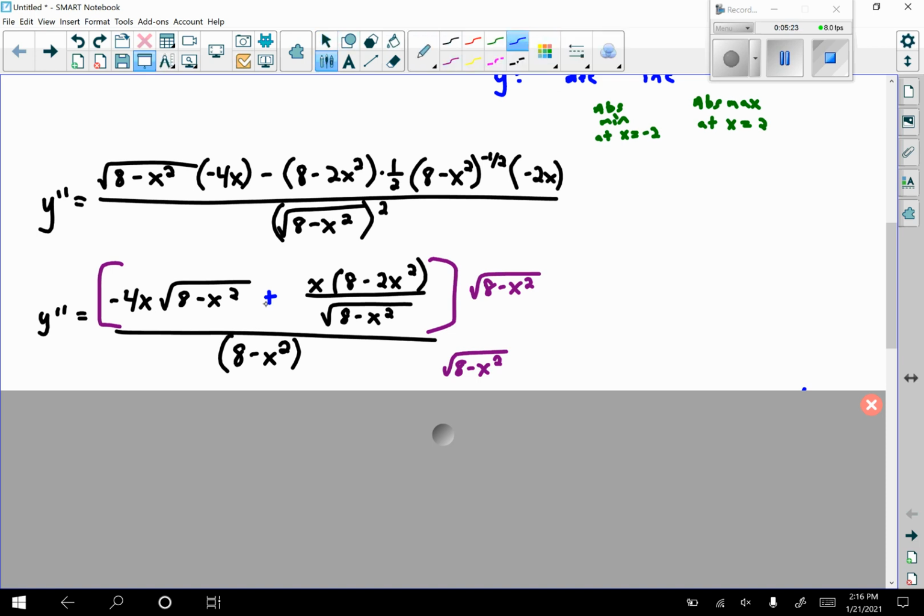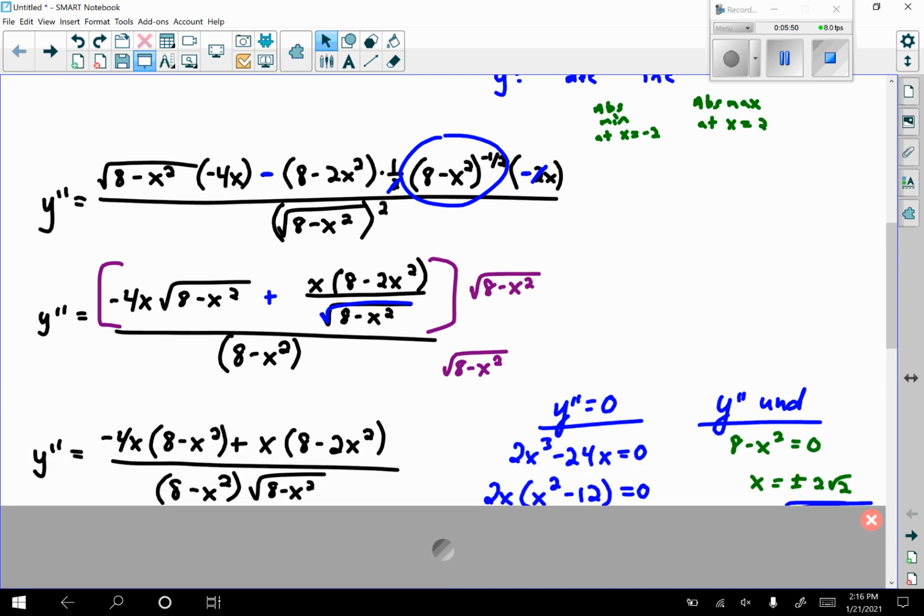Now where did this plus sign come from? I have this minus sign here, and it gets multiplied by this negative 2x, so that's where we're getting the plus sign from. This 2 and this 2 cancel out, so up top I'm left with an x times this quantity 8 minus 2x squared. This quantity right here becomes the square root that's right here. Now to get rid of that, I'm going to multiply top and bottom by the square root of 8 minus x squared.